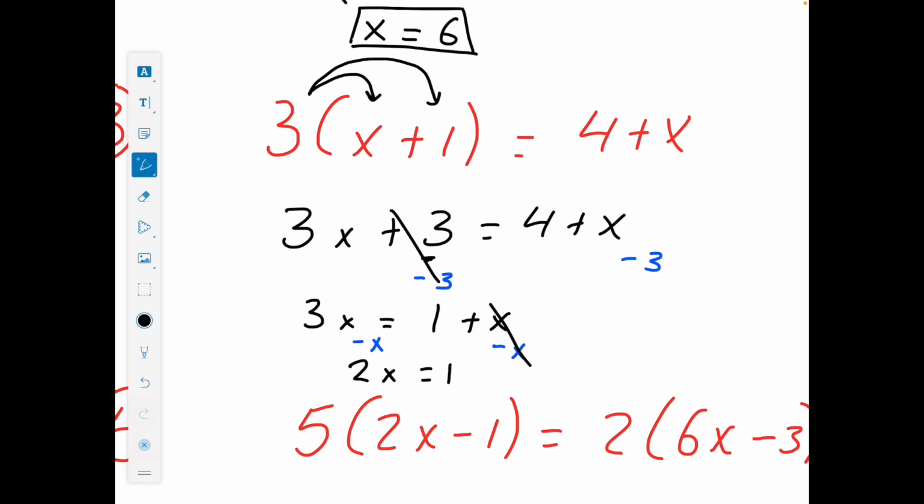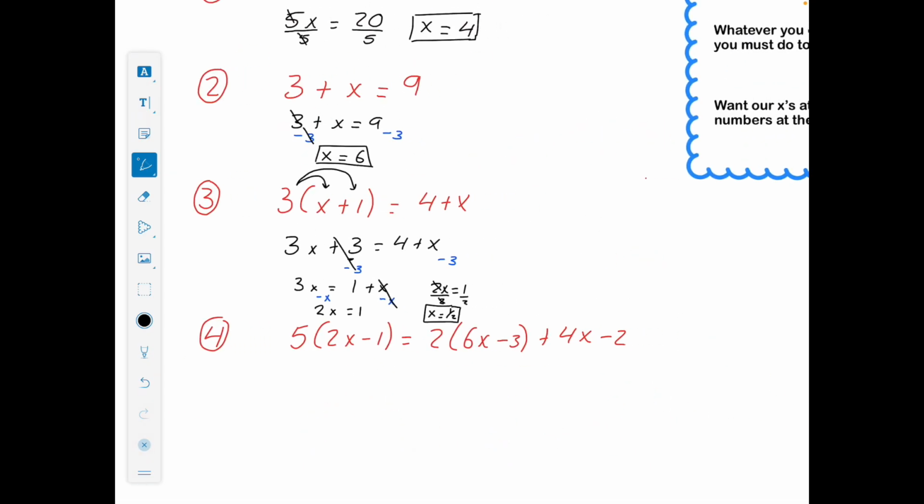So what we end up with then, 3x minus x will be 2x. x minus x will cross out, is equal to 1. Now if 2x is equal to 1, that's 2 multiplied by x is equal to 1. So to get rid of that 2, we need to divide both sides by 2. That'll disappear, so then it'll be x is equal to a half.